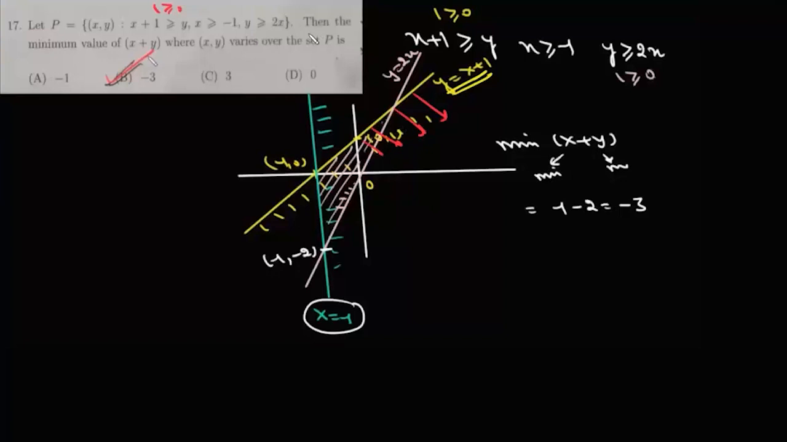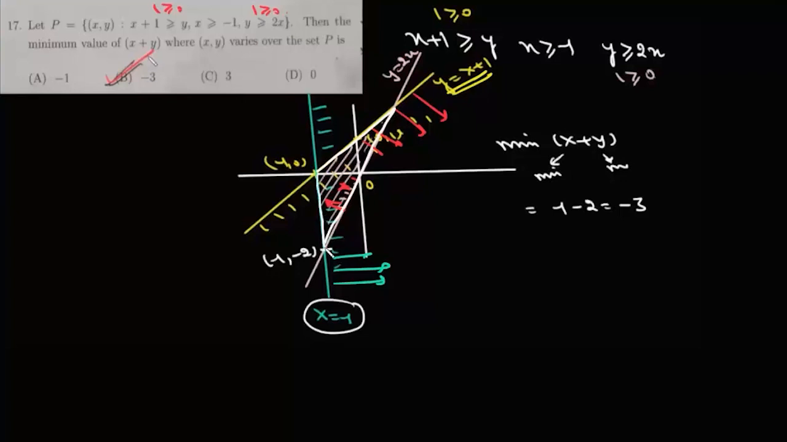Now the second line is x greater than or equal to minus 1. So this is x equals minus 1, and x greater than or equal to minus 1 is going to be this region. Then we have the third line, which is y greater than or equal to 2x. So this is the y equals 2x line. Since the origin already lies in this, we'll take some other point, let the point be (0, 1). If we put x as 0 and y as 1, it will be 1 greater than or equal to 0. That means it is going to lie on this side of this line. So the region bounded by these three lines will be this region.